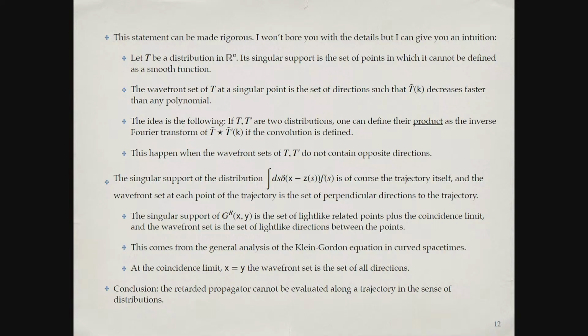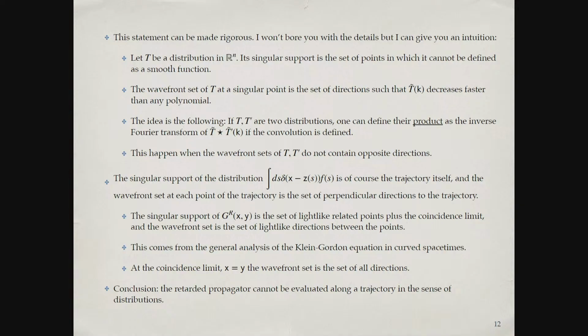The idea is that, maybe you have heard a million times that two distributions cannot be multiplied. Well, that is not true. It is true if you refuse to think about the microlocal structure of what you're dealing with. If you have two distributions, T and T prime, you can define their product through these Fourier transforms. That is, you convolve the Fourier transforms, and if you get a distribution in Fourier space, you can get back a distribution over real space. That's how you multiply distributions.